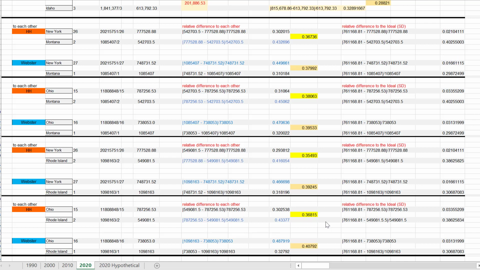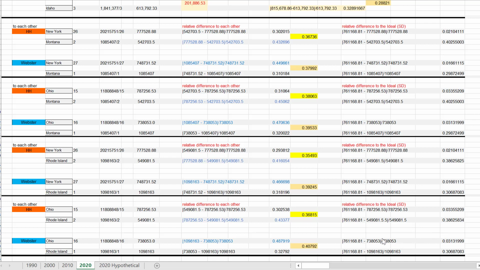So if I look at Ohio and Rhode Island again, people per seat is right here. So this is with Huntington Hill. Subtract that from the ideal or the standard divisor, people per seat for the country, divide by the state's people per seat. So that's the relative difference to the ideal for that state. It's this number. And then for this state, Rhode Island, it's people per seat subtracted from the country divided by the state's people per seat gives me this number. So that's this state's relative difference to the ideal.